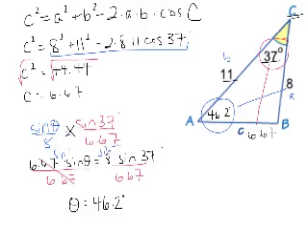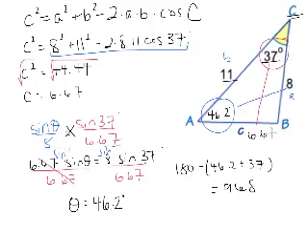Last but not least, to figure out angle B, I could choose to use law of cosines, I could use law of sines again, or we could remember that all the angles in a triangle have to add up to 180 degrees. So if I take 180 and subtract 46.2 and 37 degrees, I'm left with 96.8 degrees for angle B. And now my triangle is solved.